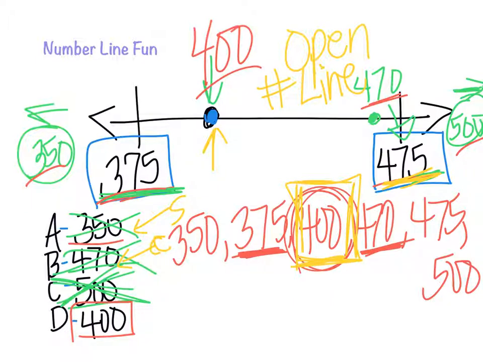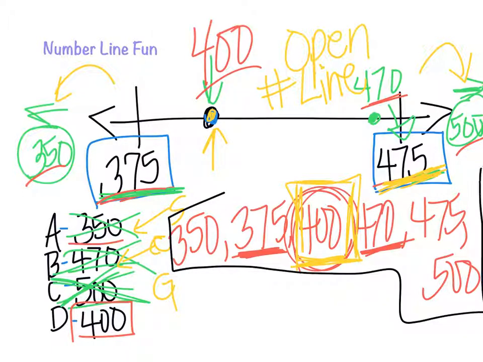Then we looked at answer choice C, which was 500. But 500 was greater than the number line itself. Our end number was 475. So 500 was outside of our number line, just as 350 was before the number line. So the only one that made sense, the only number that I could place where this dot belonged was 400. And then I can prove it by actually writing them all out from least to greatest, and you saw that I put them in the correct order. So 400 was my answer choice.